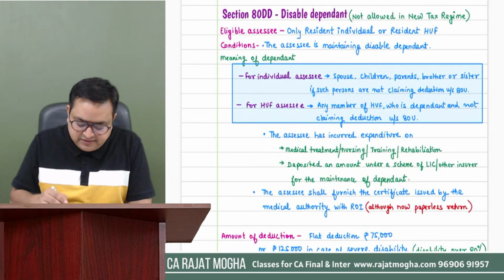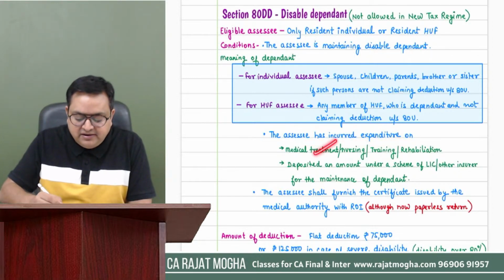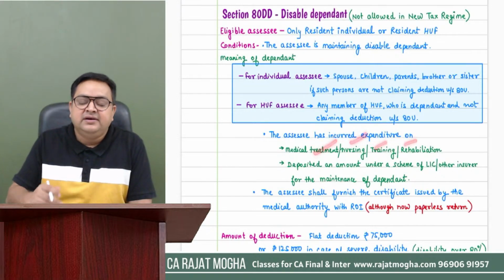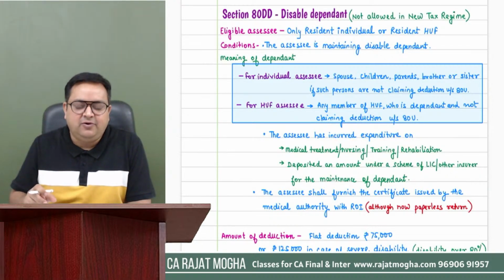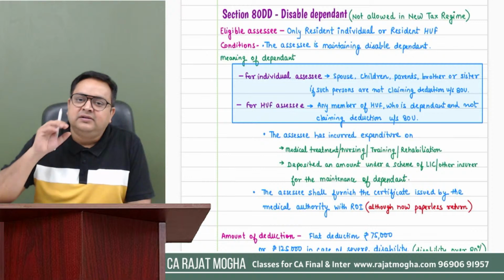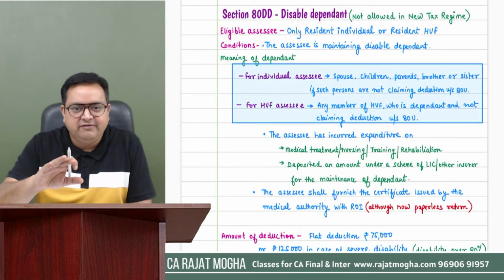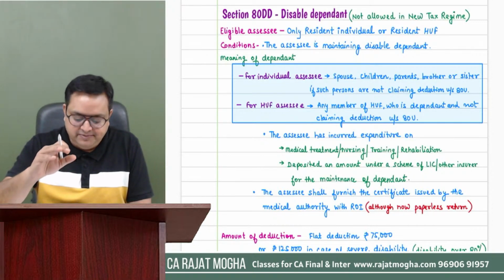So if they have incurred expenses related to medical treatment, nursing, training, rehabilitation, etc., then in that case, irrespective of the expense amount, we can claim a flat deduction of 75,000 or 1,25,000 as the case may be.